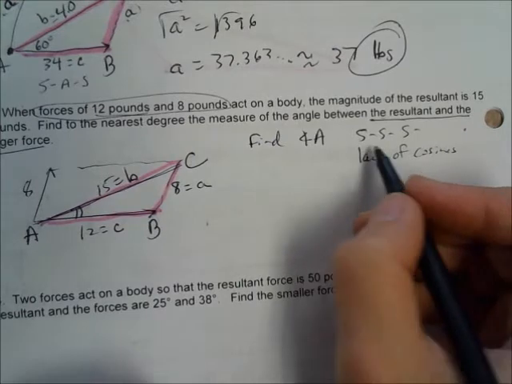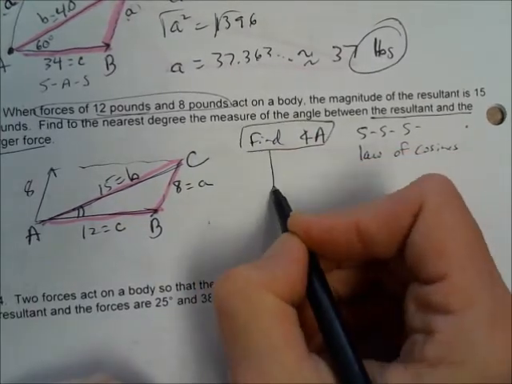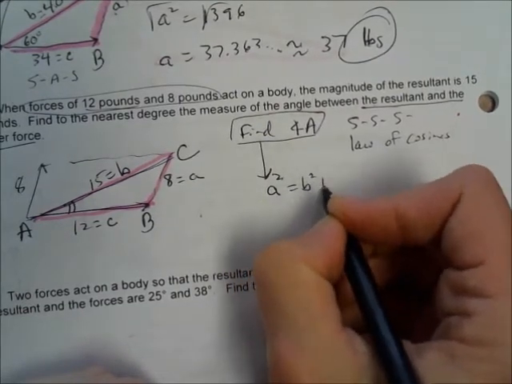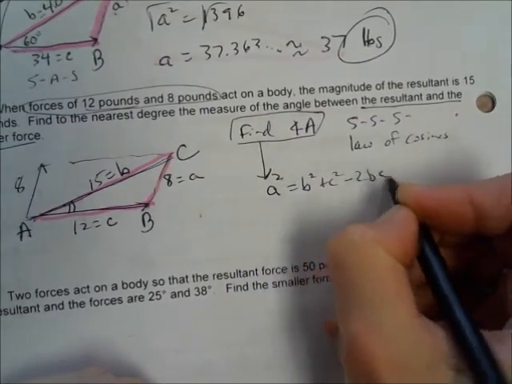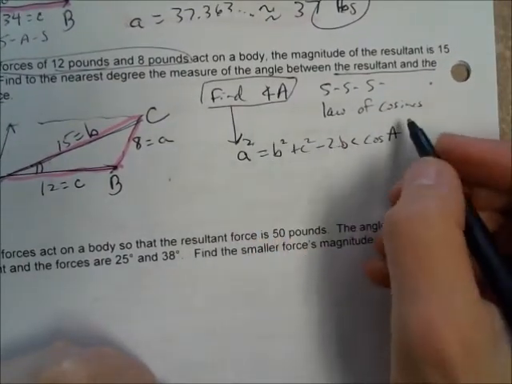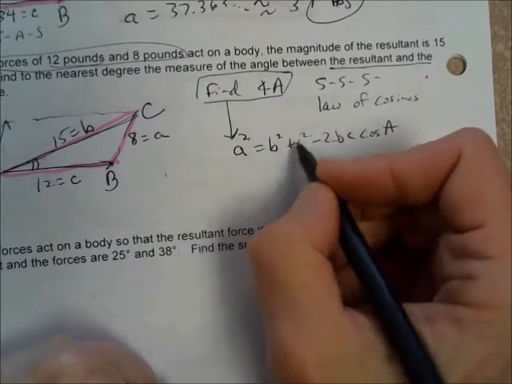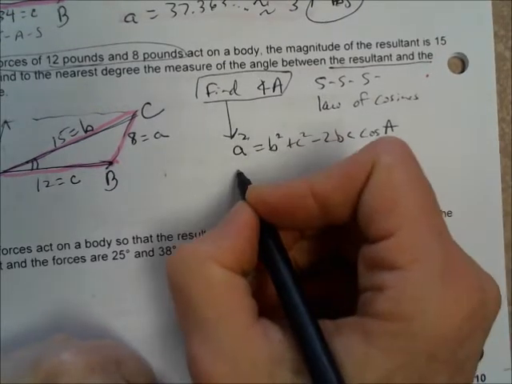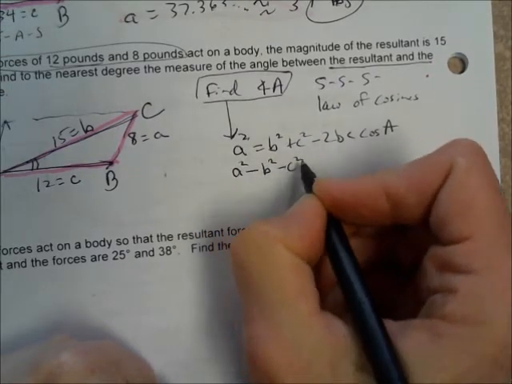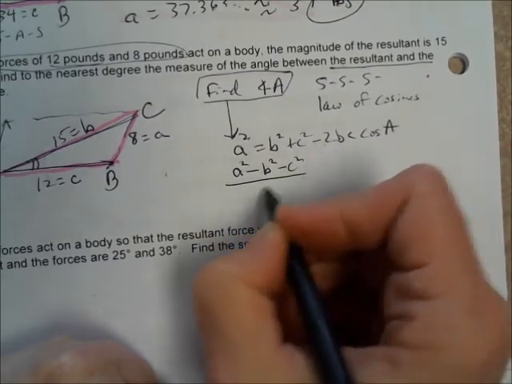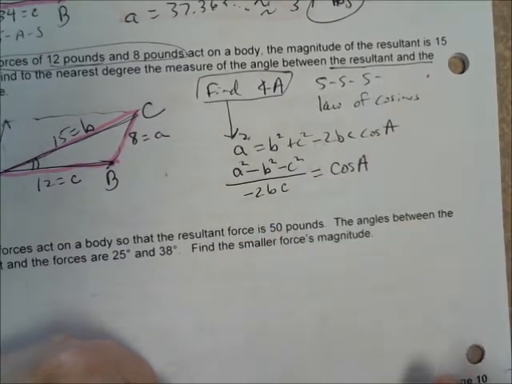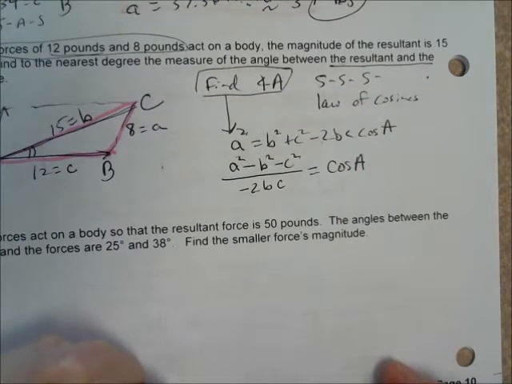So the law of cosines says if we're finding angle A, then we have to start out with little a squared equals b squared plus c squared minus 2 times b times c times the cosine of big A. And then we have to modify it. We have to move the b squared and c squared because we're finding an angle. So we have to subtract b squared, we have to subtract c squared from both sides and divide both sides by this negative 2bc to get the cosine of A. If you remember, that's the modified law of cosines.